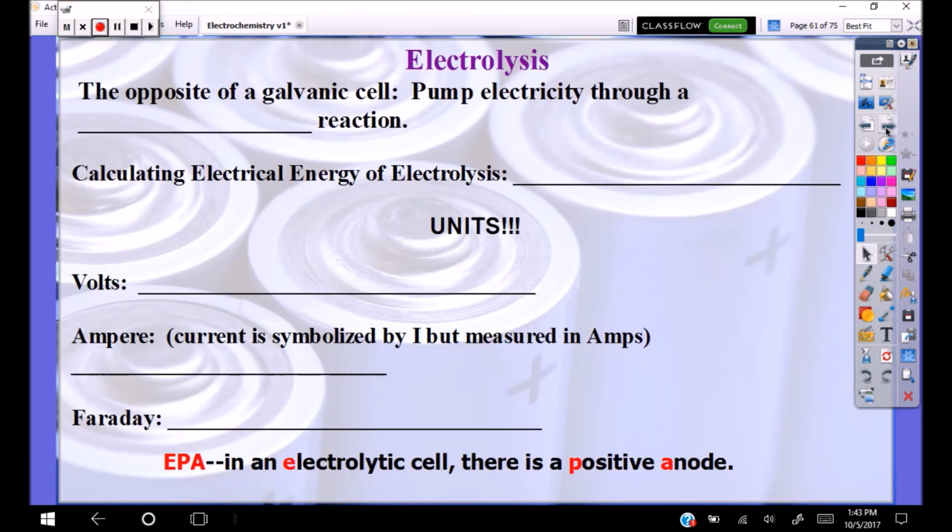Okay, so electrolysis. The biggest issue with electrolysis is units. So I'm going to talk about the units a little bit. There's really one equation we have to use, but it's all an application of what we've already done. We know voltaic cells, your galvanic cells, are all spontaneous. So when we're talking about electrolysis, we're pumping electricity through a non-spontaneous reaction.